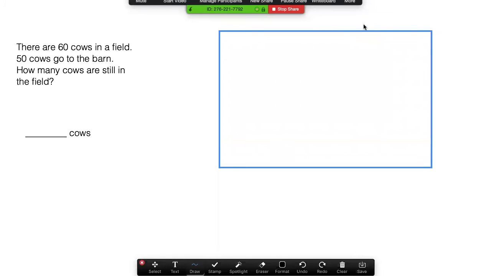Let's finish by taking a look at check understanding at the bottom of page 400. The directions say, solve. Draw to show your thinking. There are 60 cows in a field. 50 cows go to the barn. How many cows are still in the field? Let's start by drawing what we know. We know that there are 60 cows in the field. So let's draw 6 groups of 10. 1, 2, 3, 4, 5, 6.